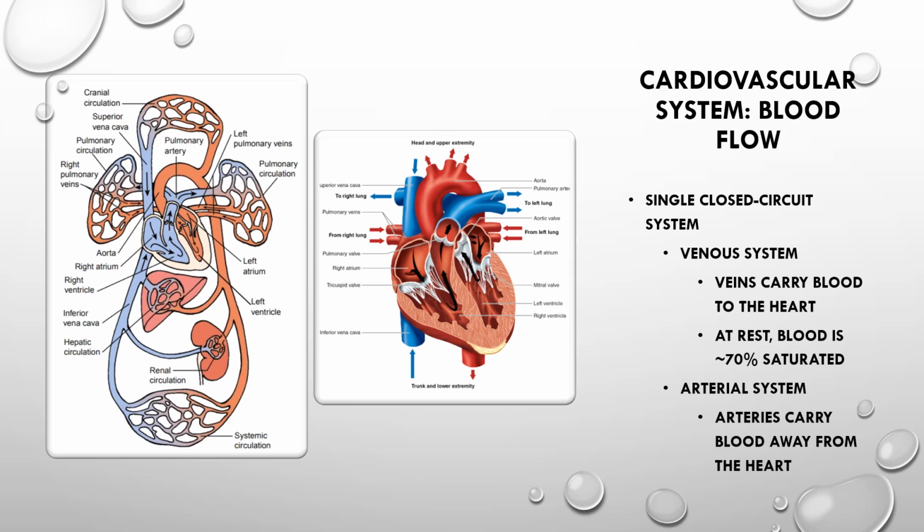Then you have the capillaries, which with their thin walls allow oxygen and nutrients, carbon dioxide and waste products to pass through and exchange to and from the cells. The veins carry the blood back to your heart, and the process begins again.